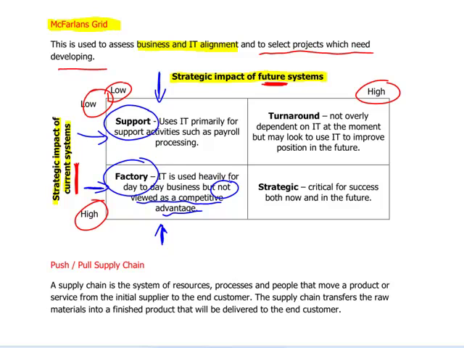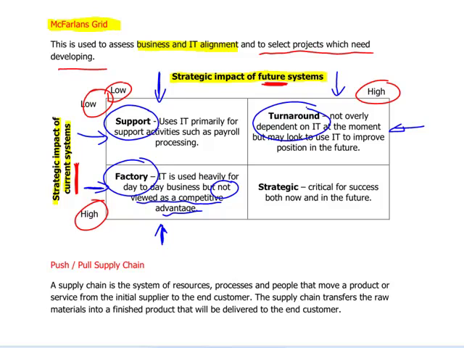Okay, what have we got in this quadrant? Where we have the current impact is low, the future impact is estimated to be high. So here we're not reliant on IT at the moment, but we are expecting it to be in the future. So this is a turnaround. We're looking at turning around the systems to assist with us in the future.